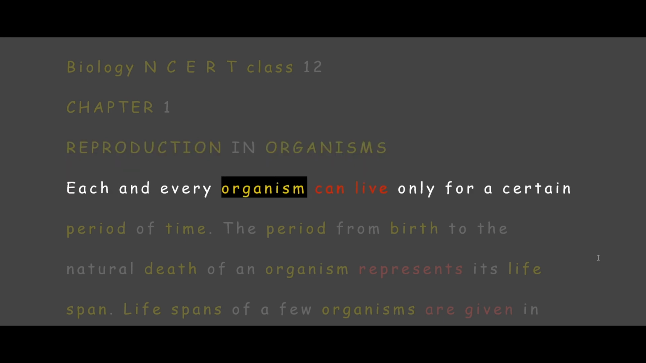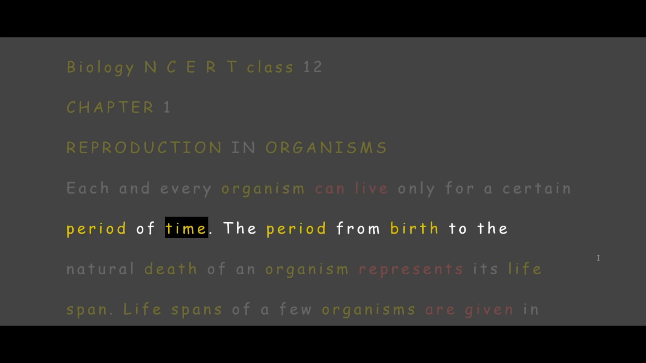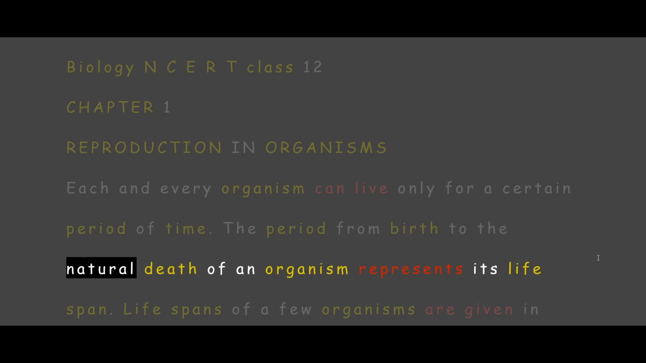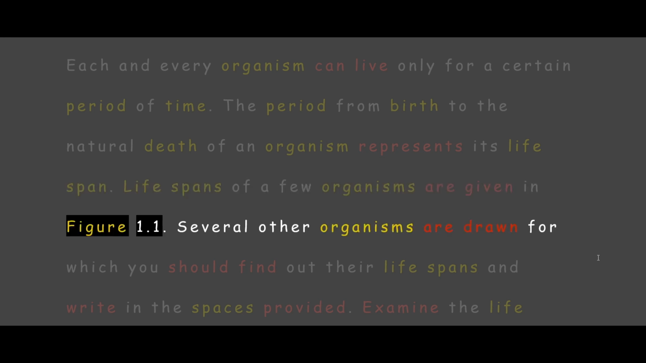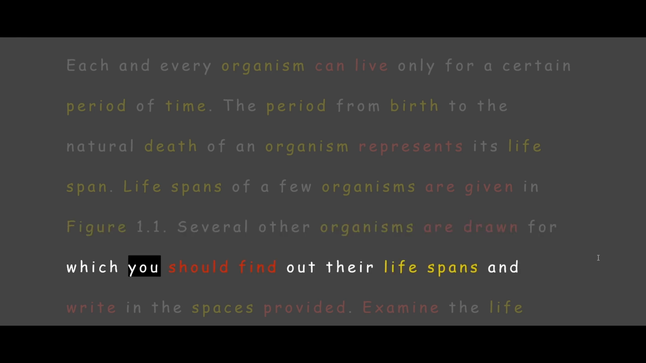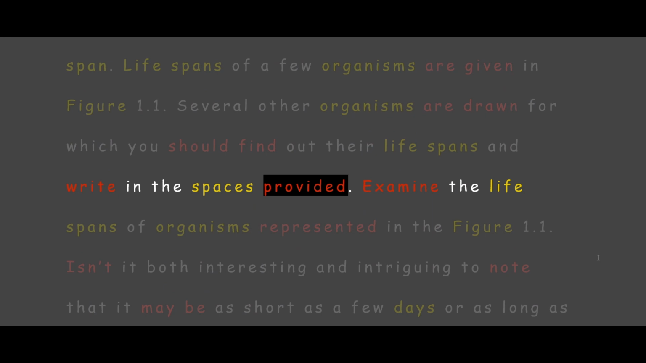Each and every organism can live only for a certain period of time. The period from birth to the natural death of an organism represents its lifespan. Lifespans of a few organisms are given in Figure 1.1. Several other organisms are drawn for which you should find out their lifespans and write in the spaces provided.